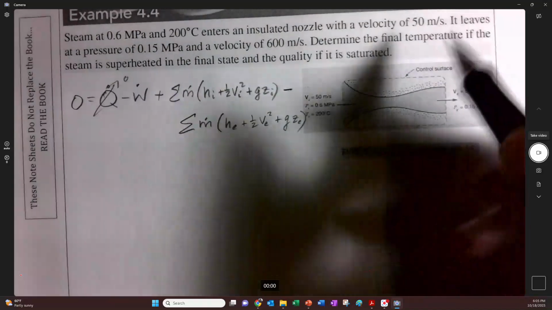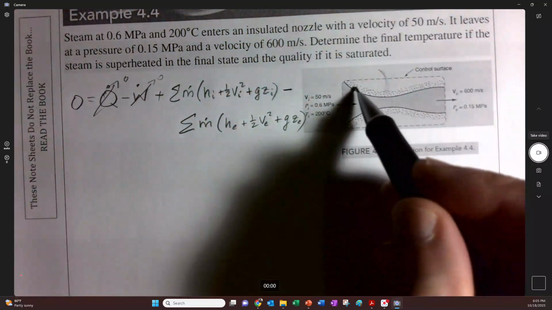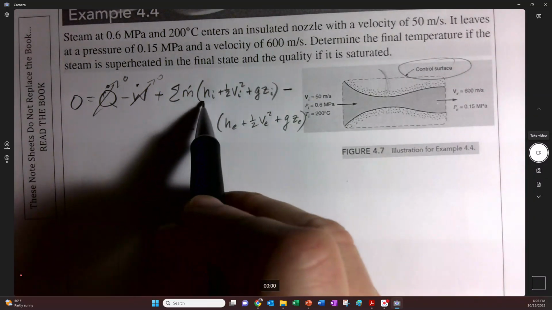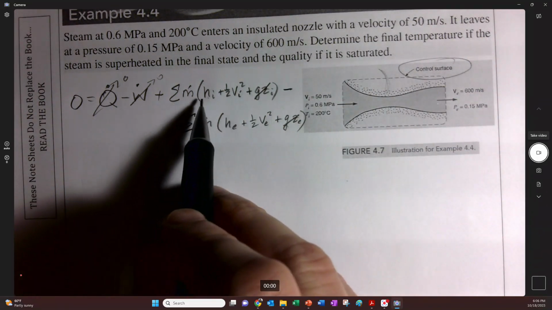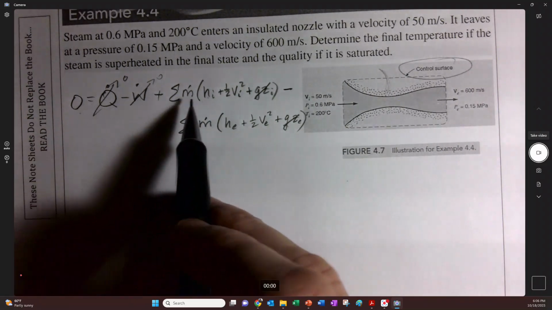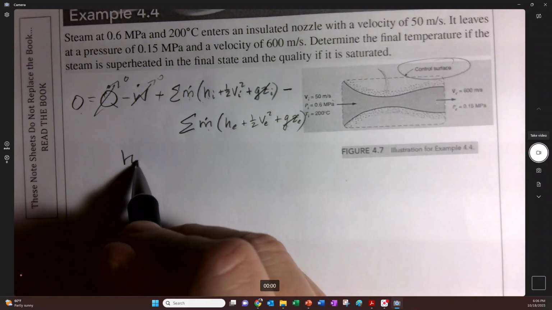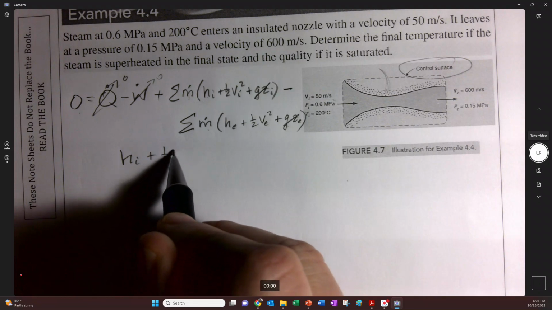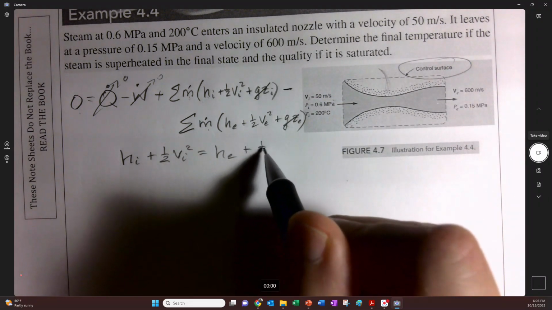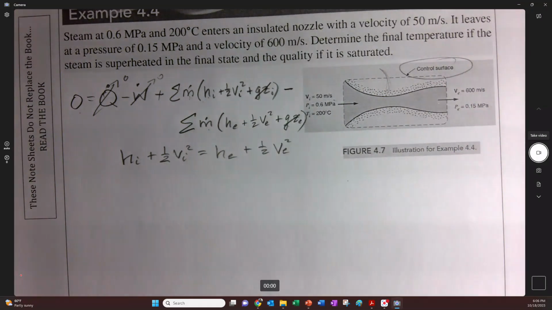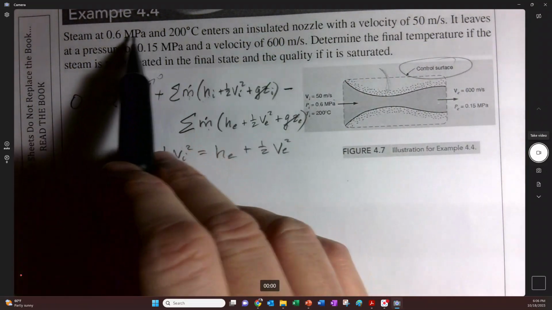It's insulated, so nothing crosses this boundary. There's no work crossing the control surface's boundaries right here, and we're going to ignore potential energy changes. So basically this is all equal to 0, and the mass flow in and mass flow out are going to cancel out. So we're left with h i plus 1/2 v i squared equals h e plus 1/2 v e squared. That's the big idea behind it. So let's get some information based on our states.